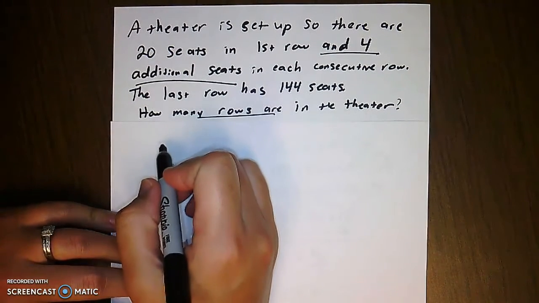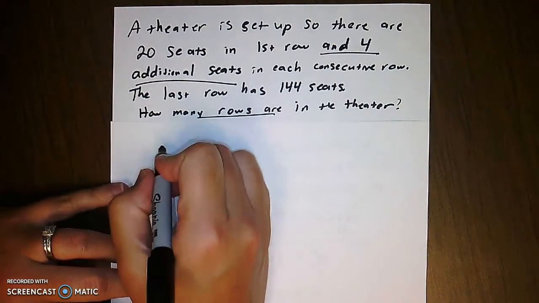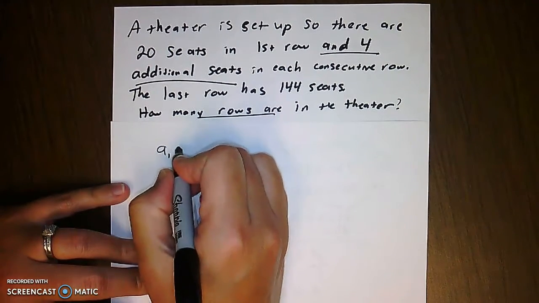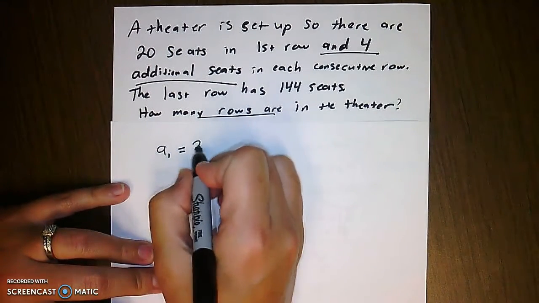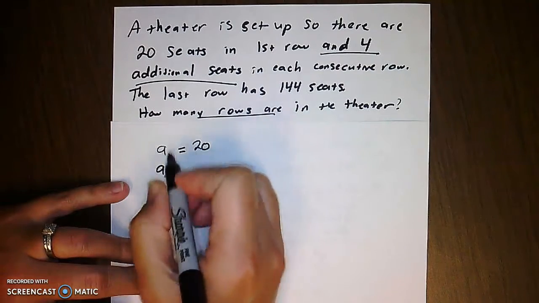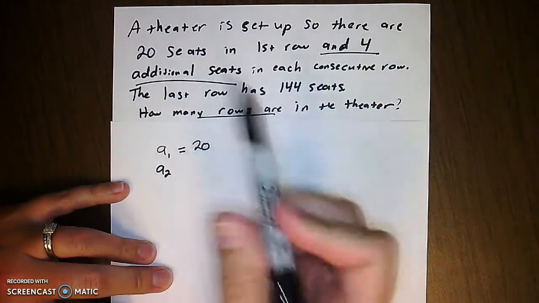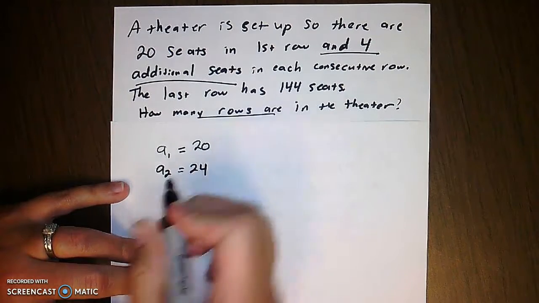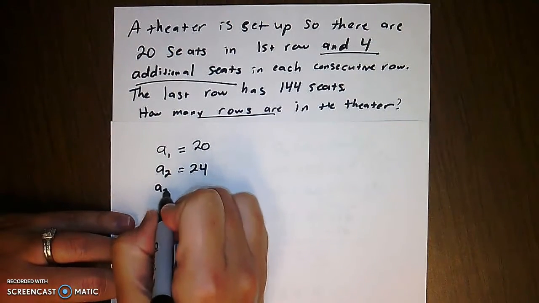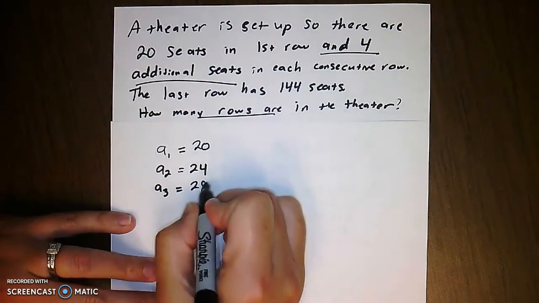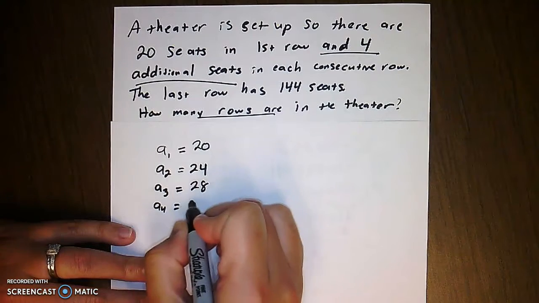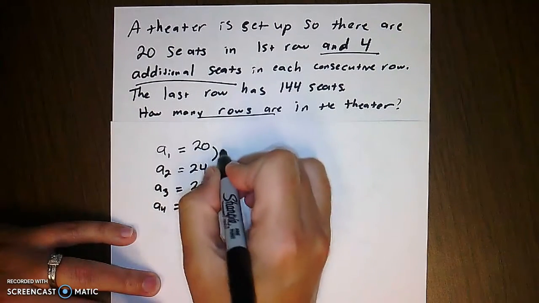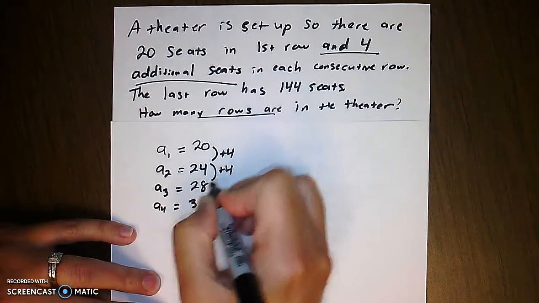Okay, so the first row, we're going to call it A sub 1. A sub 1, they told us, has 20 seats. And then they tell us that there's an additional 4 in the next one. So that'll be 24 in A sub 2. And then in A sub 3, we're going to have 28. And in A sub 4, we're going to have 32. So I'm just adding 4 every time here.